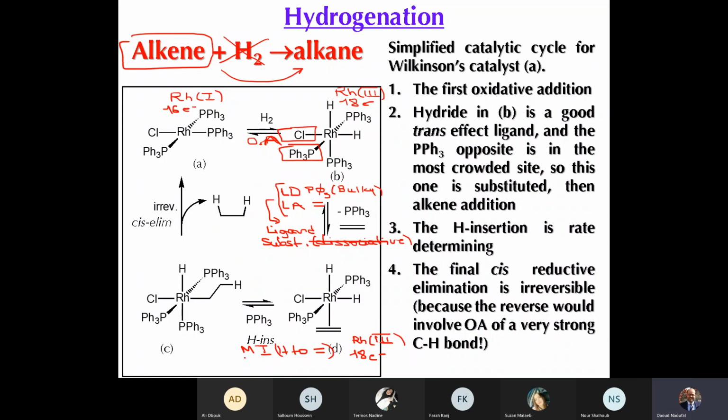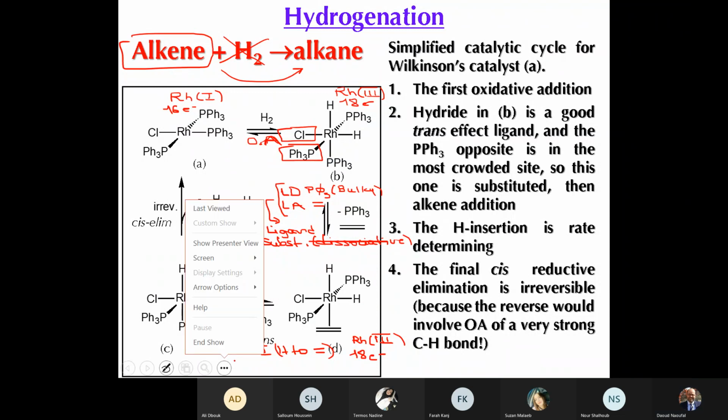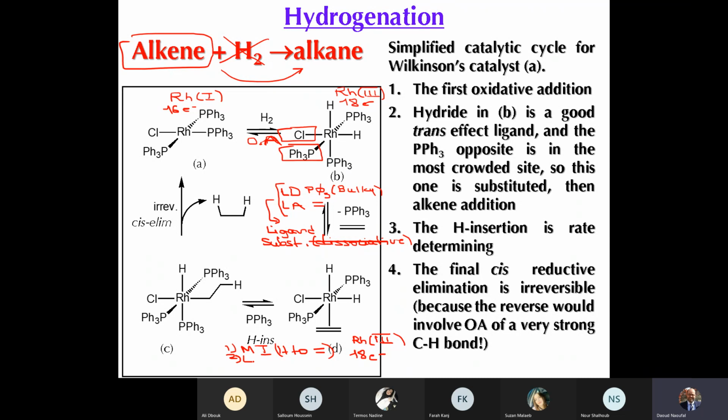and always after the migratory insertion we open a vacant site. And if this vacant site is not occupied by a trapping ligand, the reaction will shift backward, so in the direction of formation of this intermediate, and the reaction system will be stopped. So always after the migratory insertion, we have ligand addition.